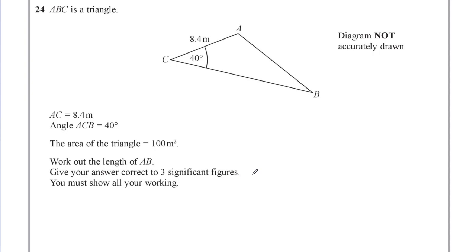Okay, let's have a look. So, we need to find this length here, AB. It looks like to me we will need the cosine rule, because we have this length and this angle. But then again, we do not have this length BC. Okay, we don't have BC, so we need to find this. And that is where the area of 100 meters squared comes in. So let's get the formulas for cosine rule and area of a triangle.